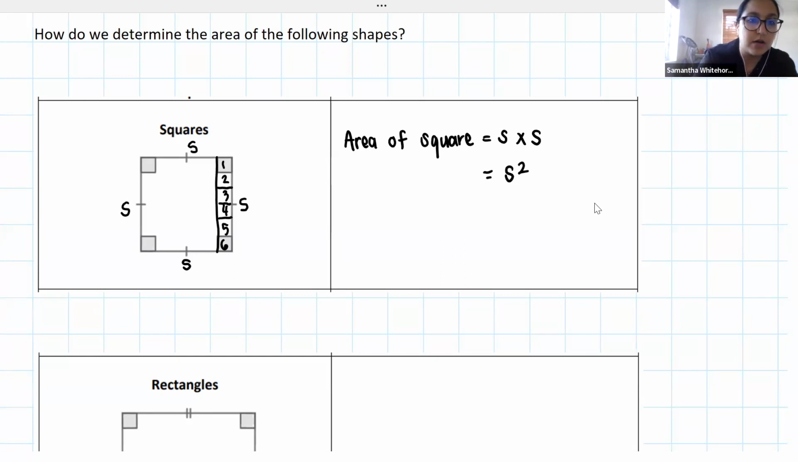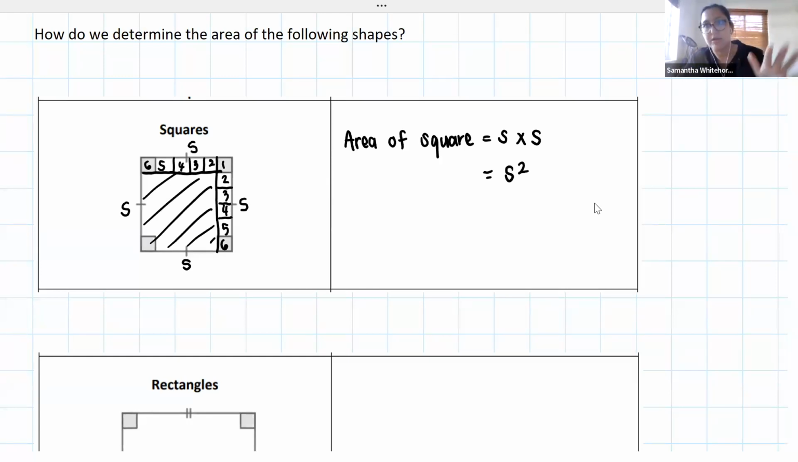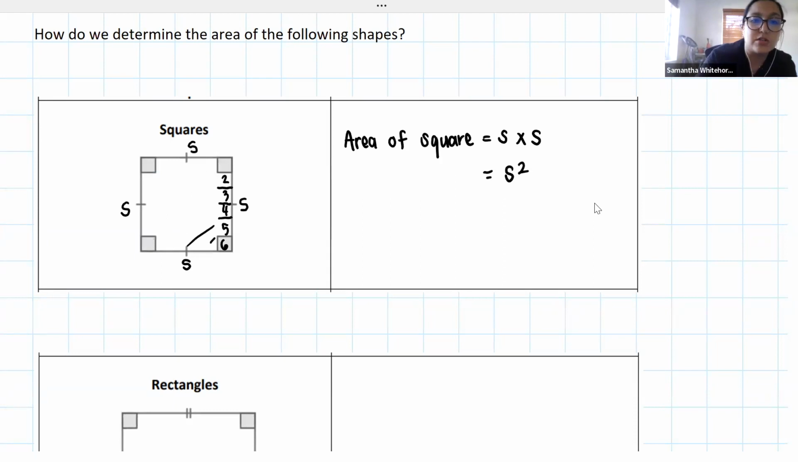If you say 6 blocks times 6 blocks across, in total you will have 36 blocks covering that whole square, right? So if you carried on drawing all the blocks, you would get 36. 6 times 6 is 36. And this is where the idea of units squared comes in as we start to find our areas. Okay, so the area of the square is side times side, or if you want to say side squared, that's absolutely fine.